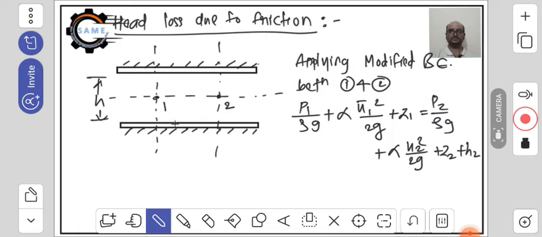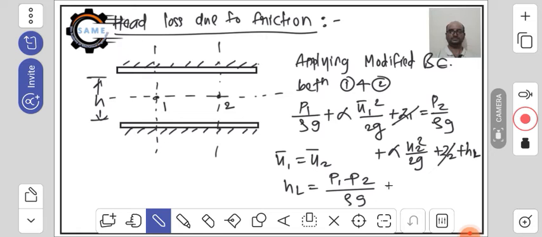Here the level is the same, so I can cancel out z1 and z2. This is HL, the head loss. At points 1 and 2 the average velocity is the same, and z1 is also equal to z2, so I can write HL as the difference in pressure, pressure 1 minus pressure 2, divided by rho g. This is delta P divided by rho g. Clear? Any doubt up till now? This is the formula for the head loss.